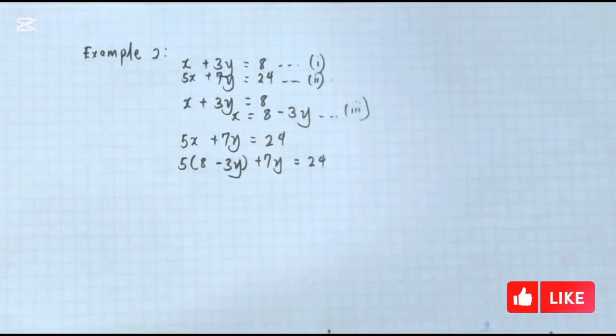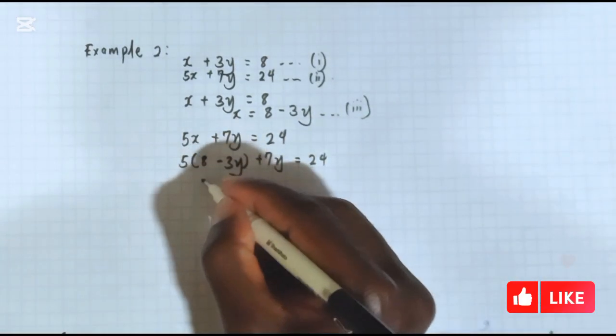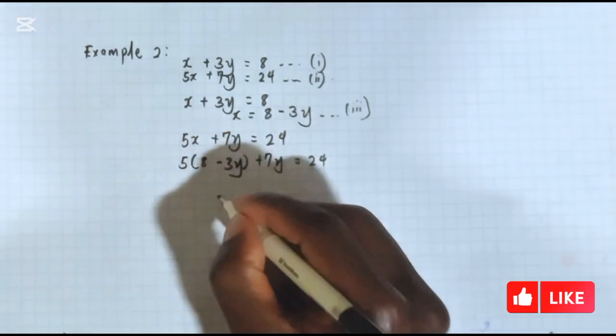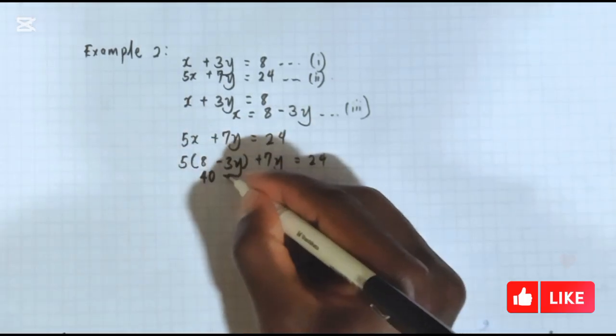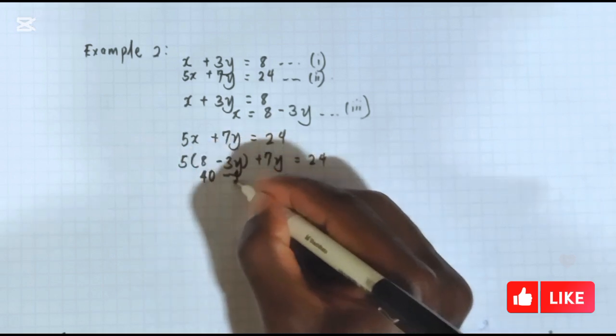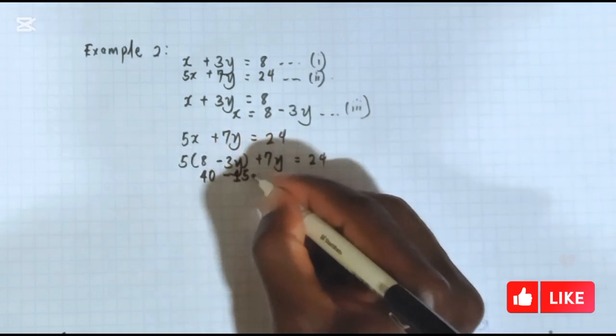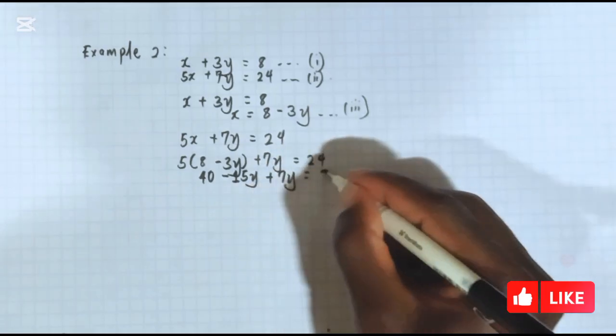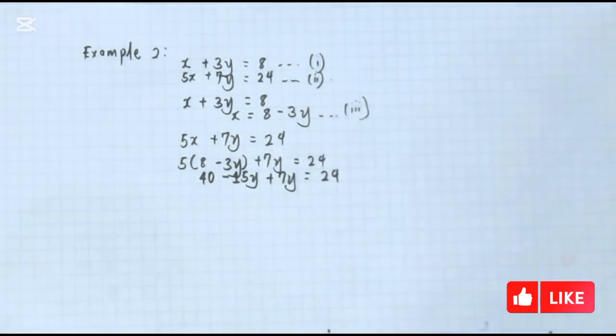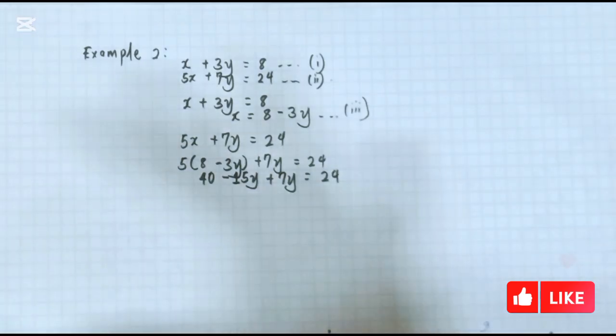So when I expand this, I'm going to have 40, that is 5 times 8 giving me 40, minus 15y, that is 5 times 3 giving me 15y, plus 7y equals 24. So we are done with our expansion. I'll collect the like terms together and have the variables of y on the left hand side and the numerical values on the right hand side.